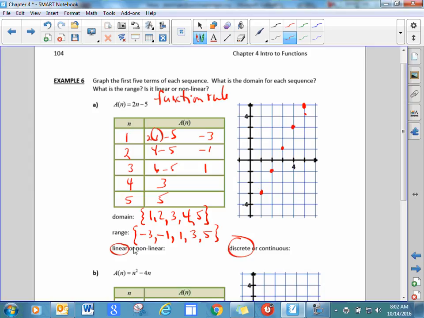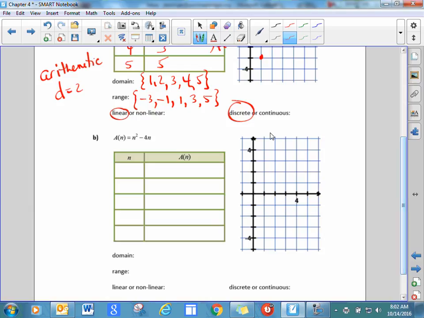It appears to be linear, and it's arithmetic because how do we get from each term to the next? We're adding 2. So it's arithmetic because of addition, and it's a constant change. So we can write that as well, arithmetic, and the difference, the d, is a positive 2 from one term to the next. Okay, let's look at the next one.